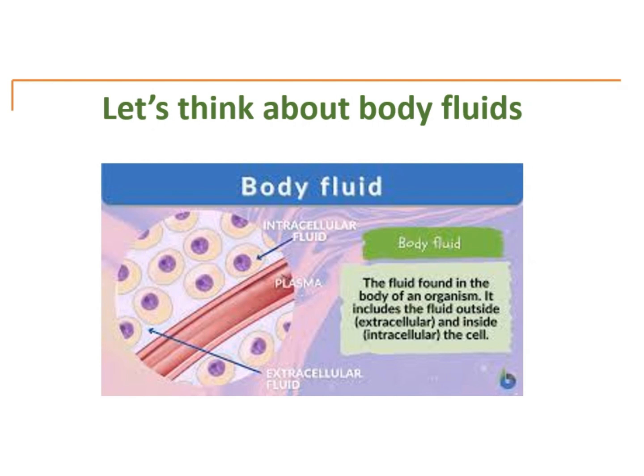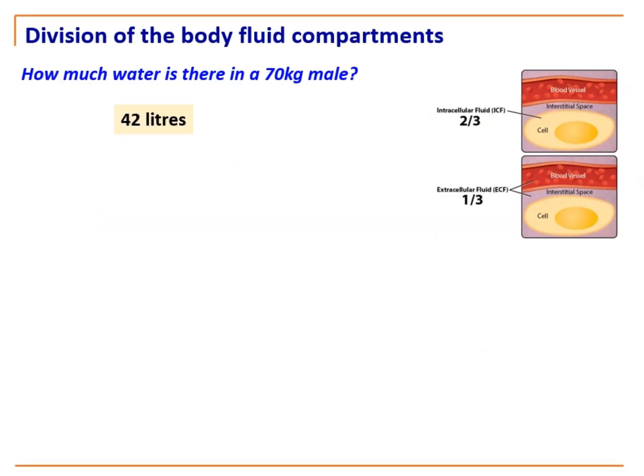So in the second part of this session, we're going to look at body fluids. Okay, so when we're thinking about body fluids, thinking textbook-wise, in a 70-kilogram male there's about 42 litres of water. And just looking at this little image, which is nice and clear for you, 2/3 of that is inside the cell there, and 1/3 is outside the cell.